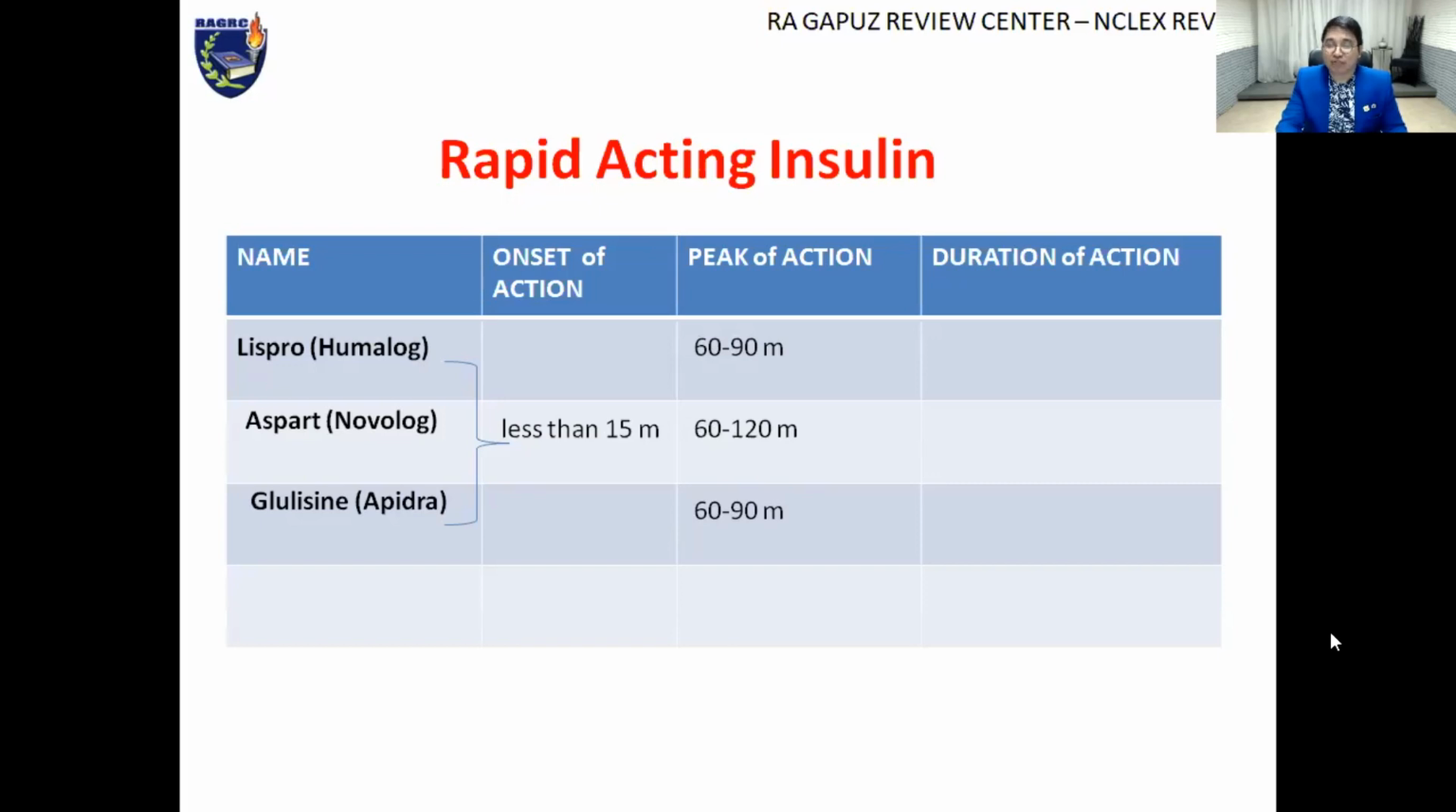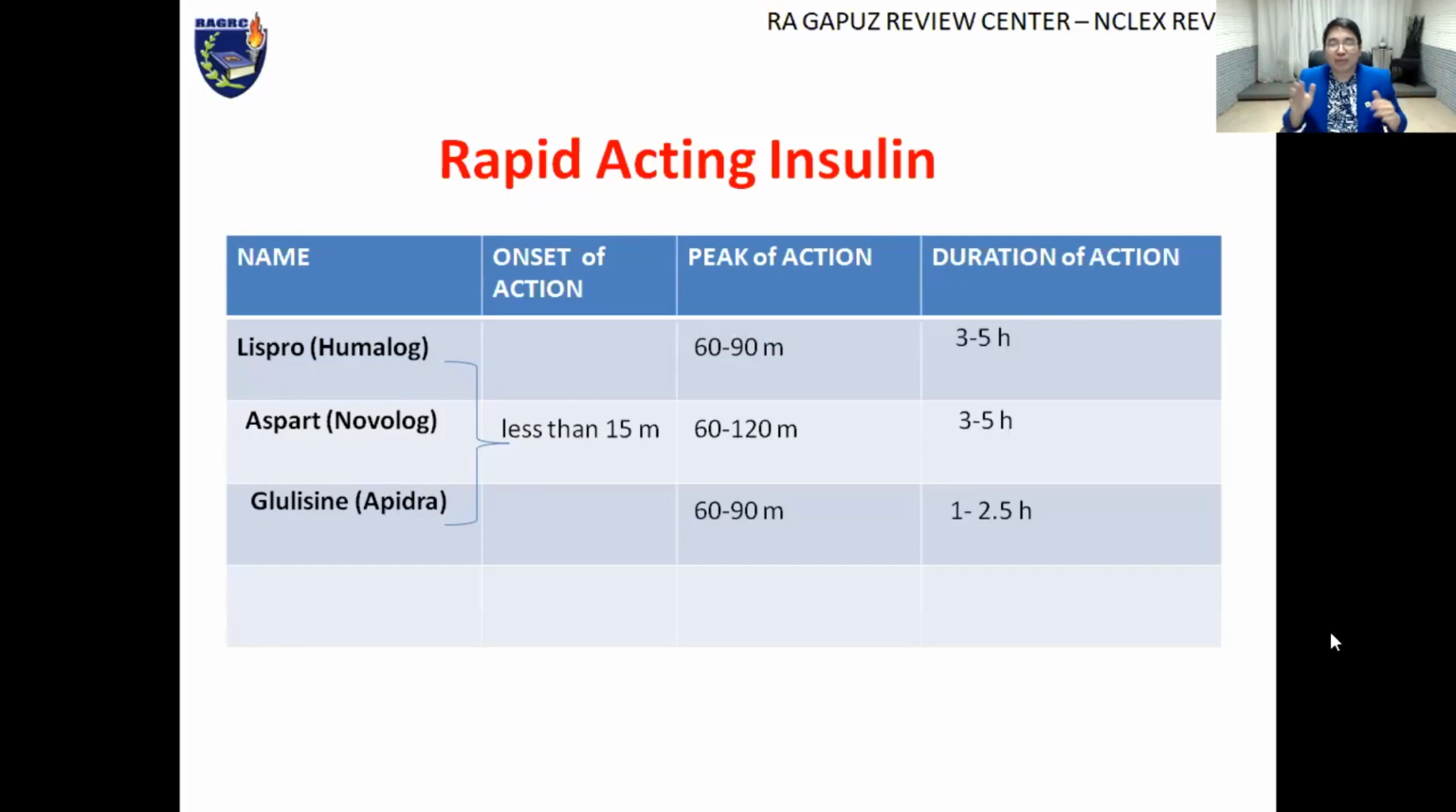Now, the duration of action for Lispro is 3 to 5 hours, same as that for Aspart, and 1 to 2.5 hours for Glulisine. Now, for you to be able to remember the onset of action, the peak of action, and the duration of action, we need to code this, because this is an essential thing for you to remember when you're about to take your test. So let's turn this into a code.